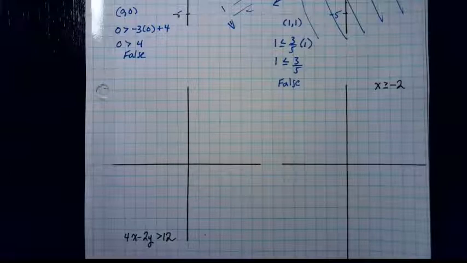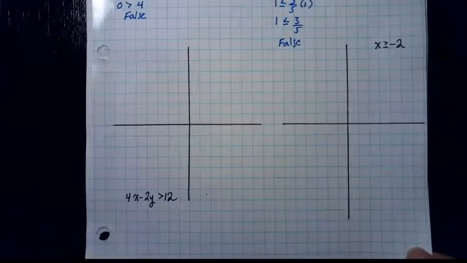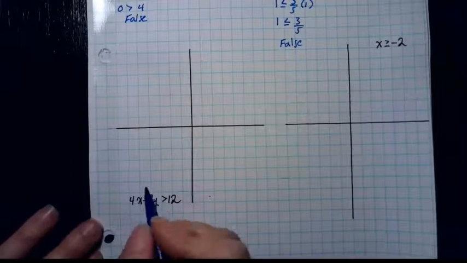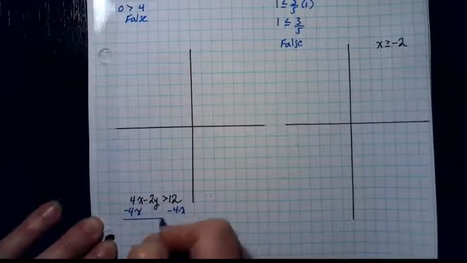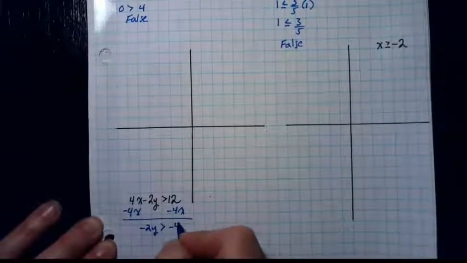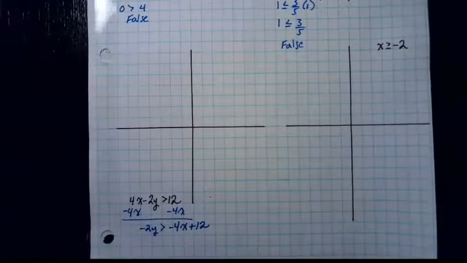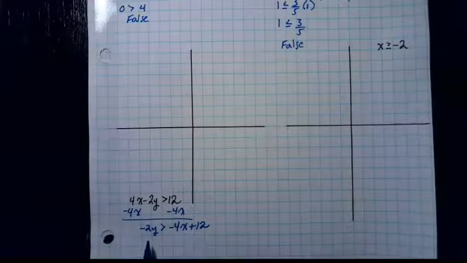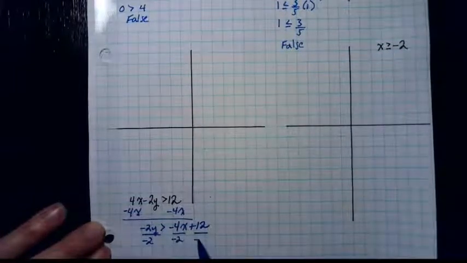But I want to show you the slope-intercept form for this one because there's one important thing that needs to be done when we're solving for y in this case. So I'll go ahead and subtract 4x from both sides. And I have negative 2y is greater than, I'm going to put the term with the x first, negative 4x plus 12. Now, in order for me to isolate y, I need to divide by negative 2. Since I'm dividing by a negative, that's going to change the direction of the inequality symbol.